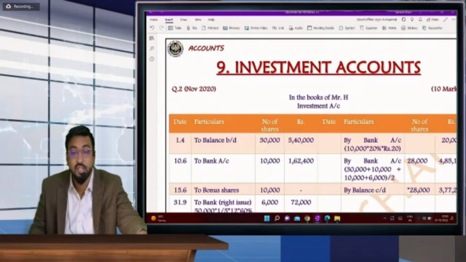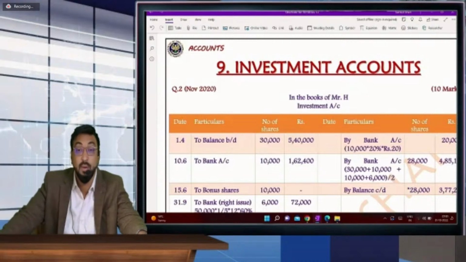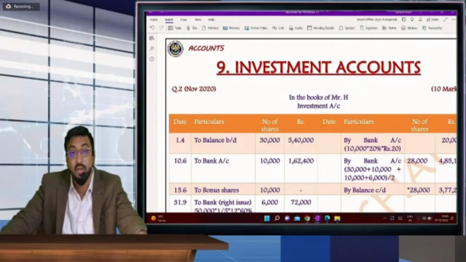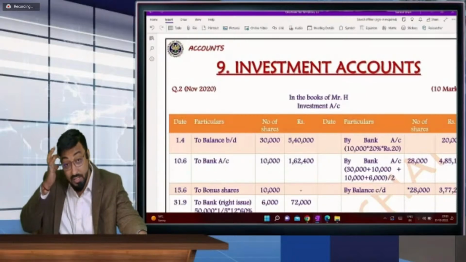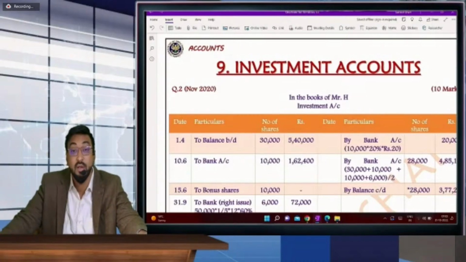Solving debenture interest questions is very easy, but you have to follow the sequence. That sequence is very important, the date-wise sequence for debenture questions. So before starting any question, first write down the sequence itself on your question paper: A, B, C, D. That date-wise sequence is important.